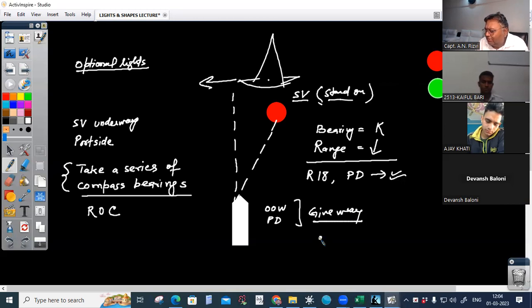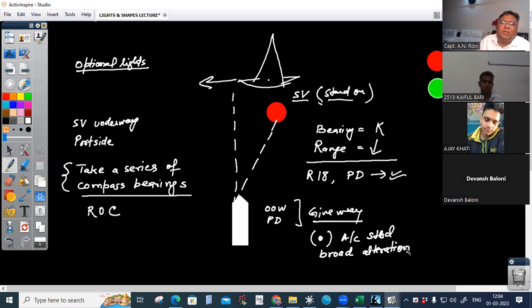And then what to do? Sound one short blast. Alter course to starboard side, and make broad alteration. Remember, this is what you need to say, broad alteration. And pass well clear of sailing vessel. This is how you need to prepare.